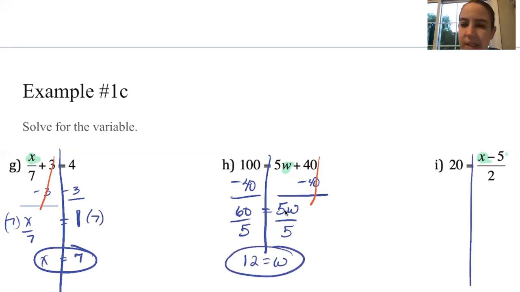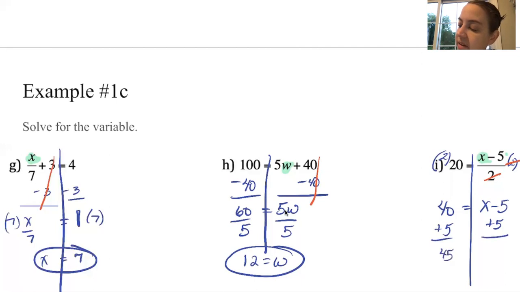In letter I, now this one's a little bit different. This one has divide first. In order to get rid of this 2, I'm going to multiply both sides by 2. So on the left, 2 times 20 is really 40. On the right, this 2 on the bottom and this 2 on the top cancel out. So I bring down the x minus 5. Now, in order to get the x by itself, I'm going to add 5 to both sides. So 40 plus 5 leaves us with 45.